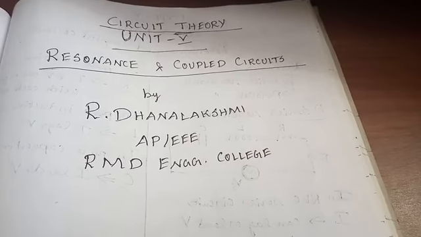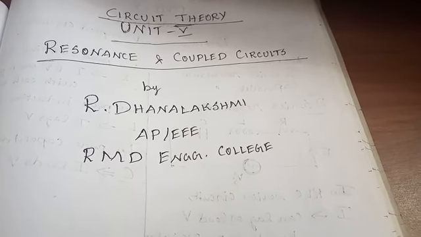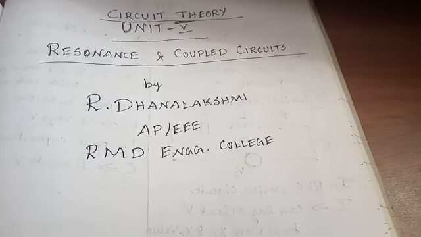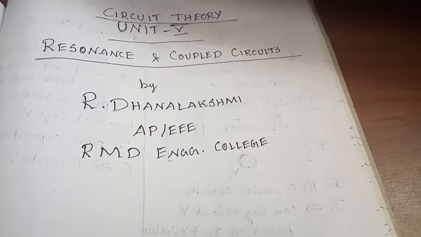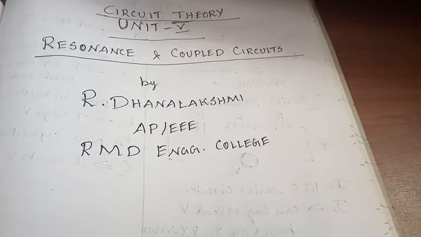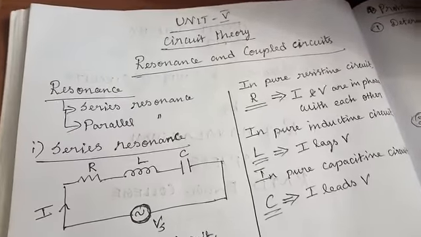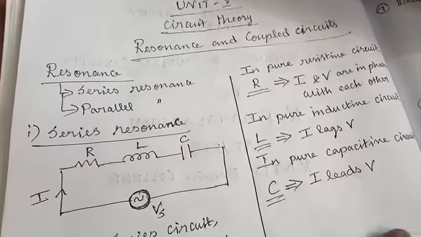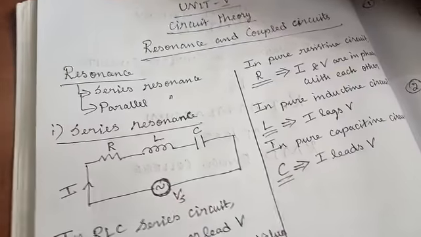Let me start with our unit 5, which is resonance and coupled circuits. We'll first try to discuss resonance, then we can go to the next thing. So unit 5 is nothing but resonance and coupled circuits. Let me start with resonance here.